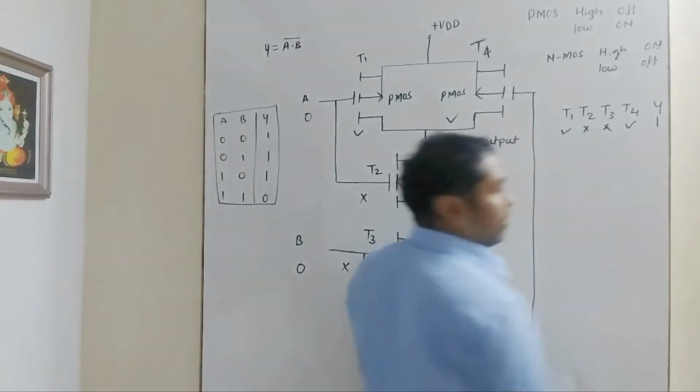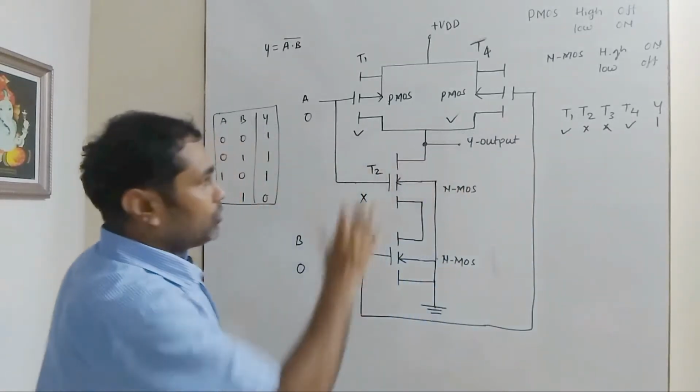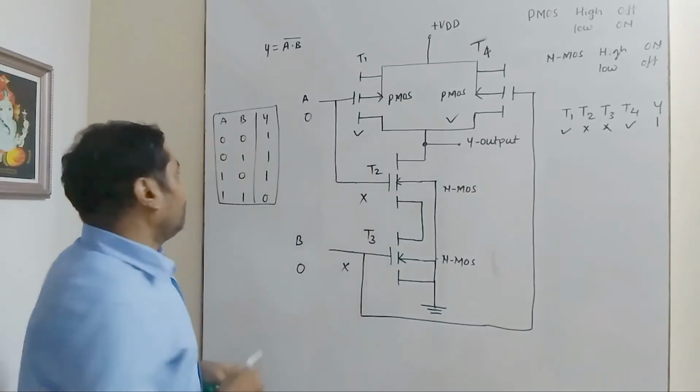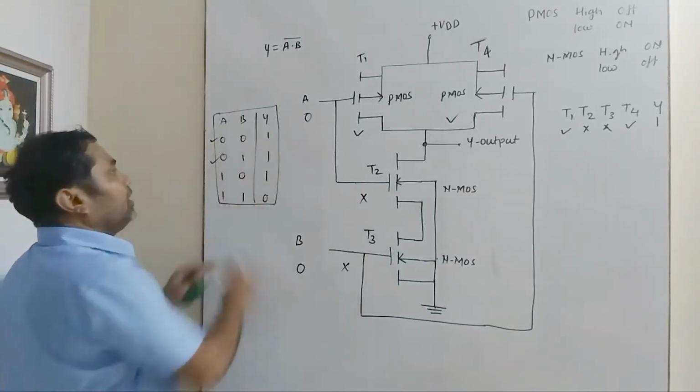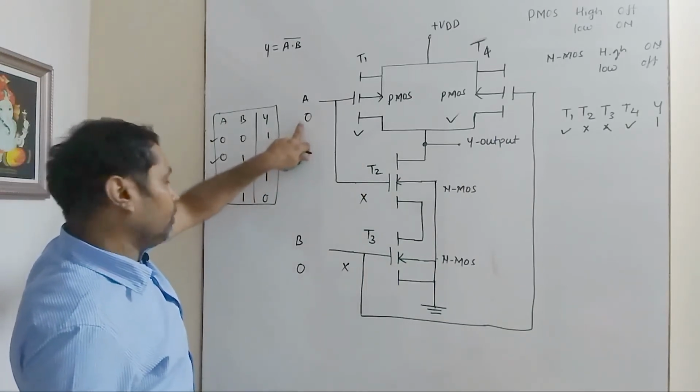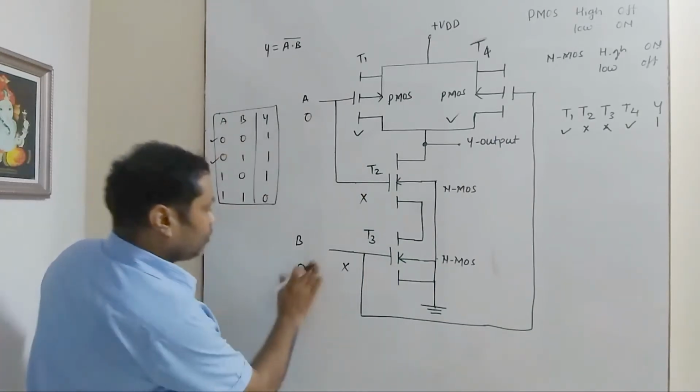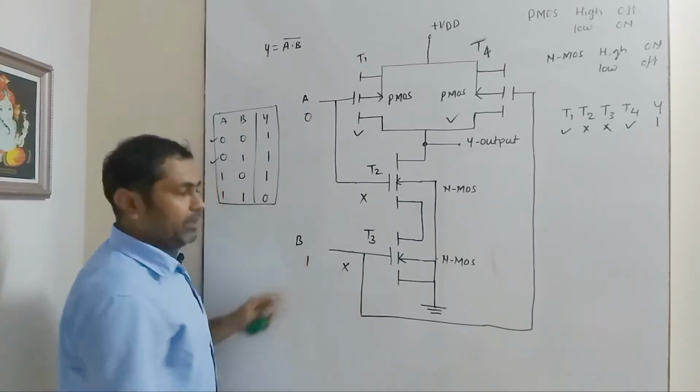So I am writing here logic 1. So this was our first condition. Now the first condition is satisfied. Now let us move to the second condition. A is connected to 0 and B is connected to logic high. So I am writing logic 1 here.